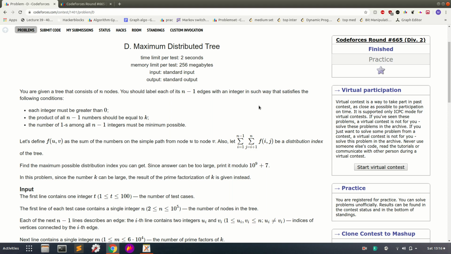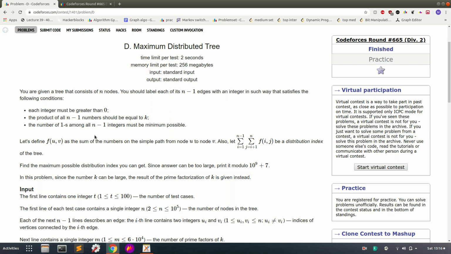In this video, I'm going to solve the question Maximum Distributed Tree. This is from Codeforces Round 665, Division 2. In this question, we have been given n nodes of a tree, and therefore it's going to have n minus 1 edges since this is a tree, and we are asked to find the maximum possible distribution index.